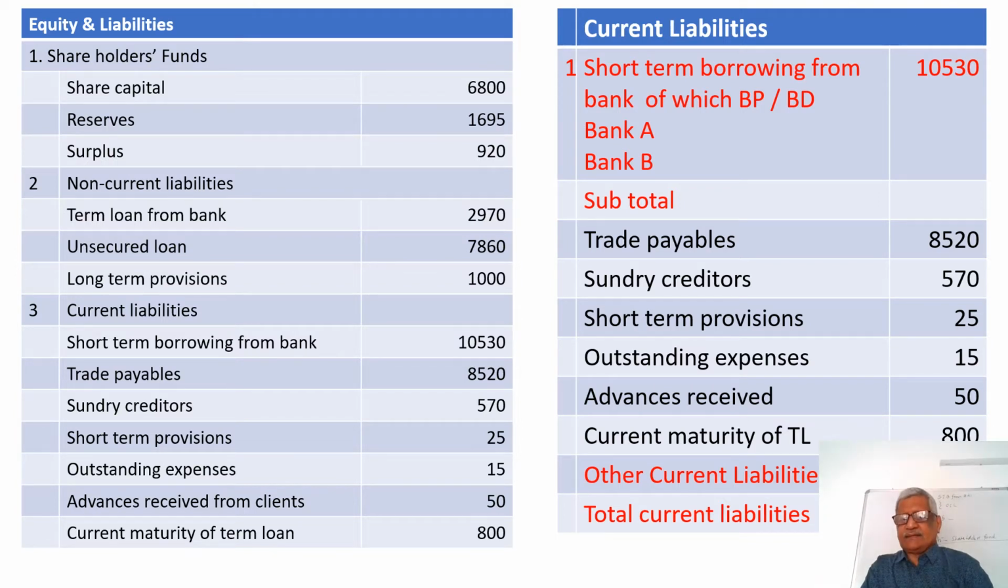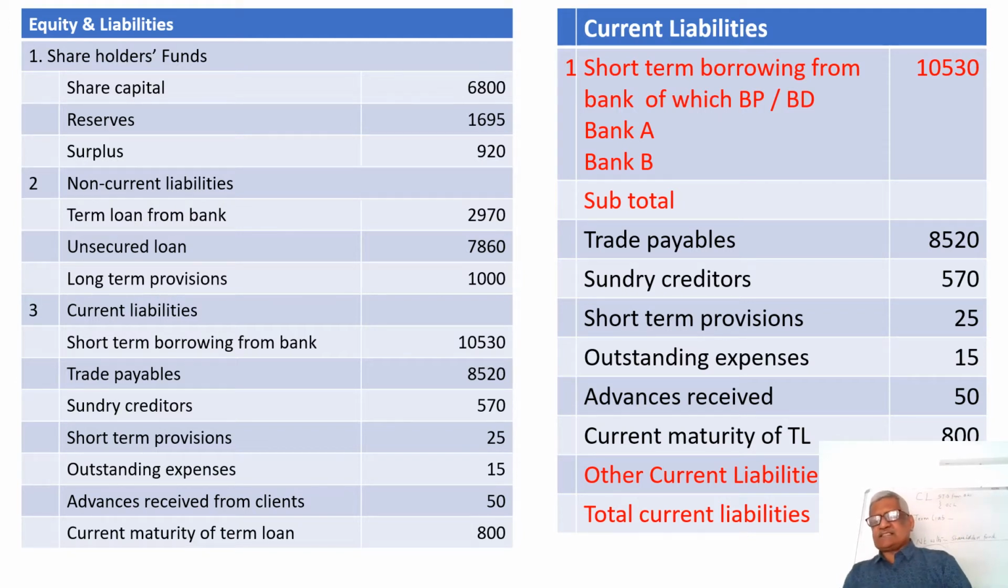Then comes the current liabilities. It is short-term borrowing from bank. That is nothing but the working capital finance, trade payables, the money that is to be paid to the supplier, and any short-term provisions. That is any provision which is to be met in the next 12 months. A crystallized liability like payment of dividend, payment of taxes, etc.